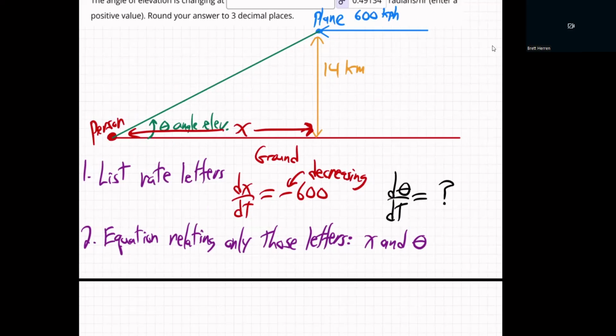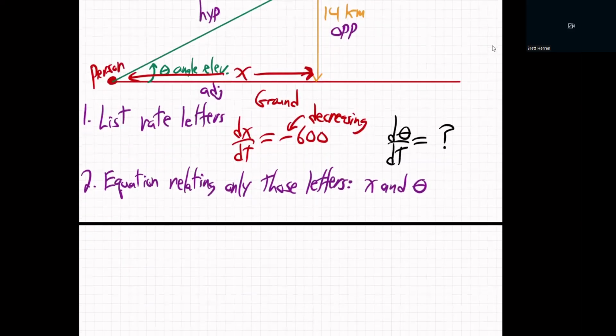So if you look at this little triangle right here, here's θ. This side over here is the opposite. And then here's the right angle. So this side's the hypotenuse, and that makes this side down here the adjacent. So we're thinking about SOHCAHTOA, trig relationships for right triangles.